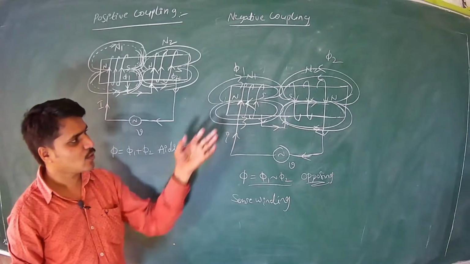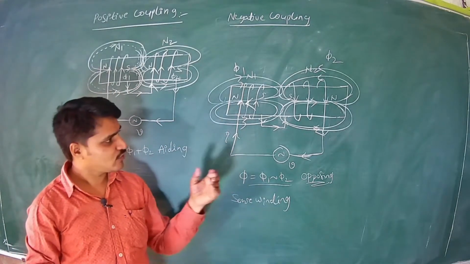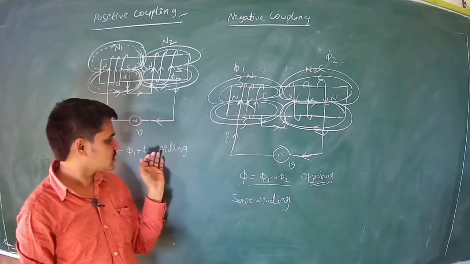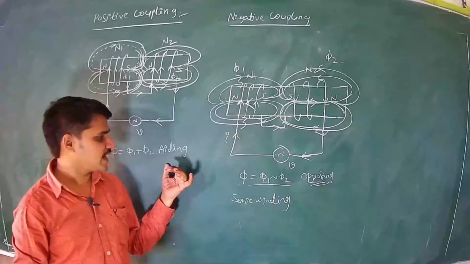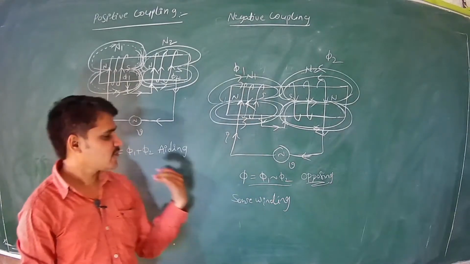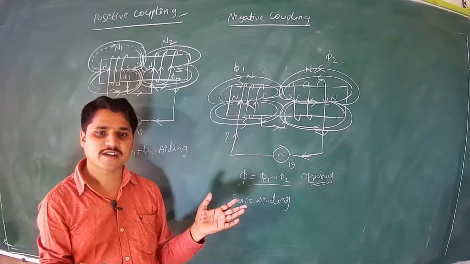Once the machine is designed, it is very difficult to know the sense of the winding, that is, in which direction the winding is given and in which direction the current is flowing. Therefore, whether the coils are positively coupled or negatively coupled depends on whether the fluxes are aiding or opposing. If the fluxes are aiding, the voltage adds. If the fluxes are opposing, the voltage is subtracted.